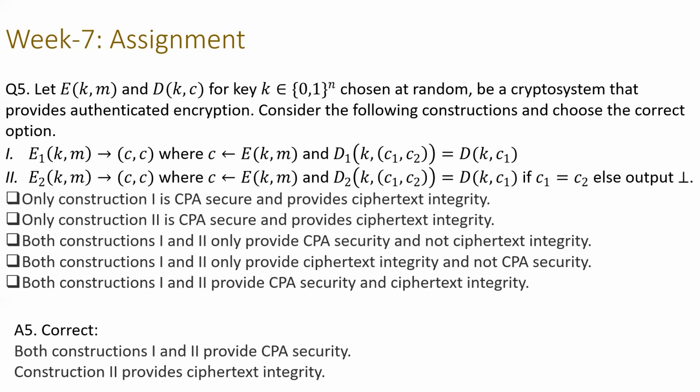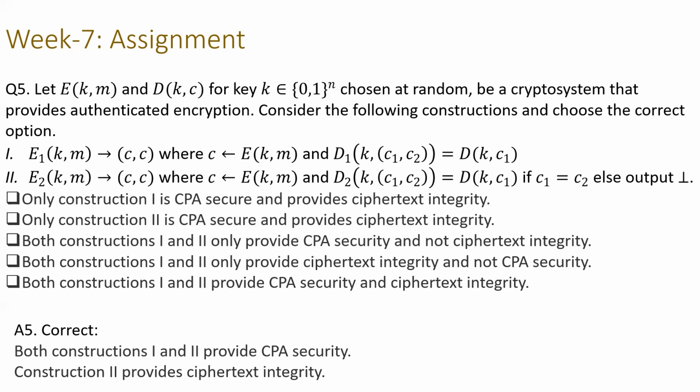So the construction 2 is E2 of K of M gives C comma C. Both the parts are the same. C is some encryption using the basic scheme E. And then decryption of K comma C1 C2 gives you decryption of K comma C1 only if C1 is equal to C2.